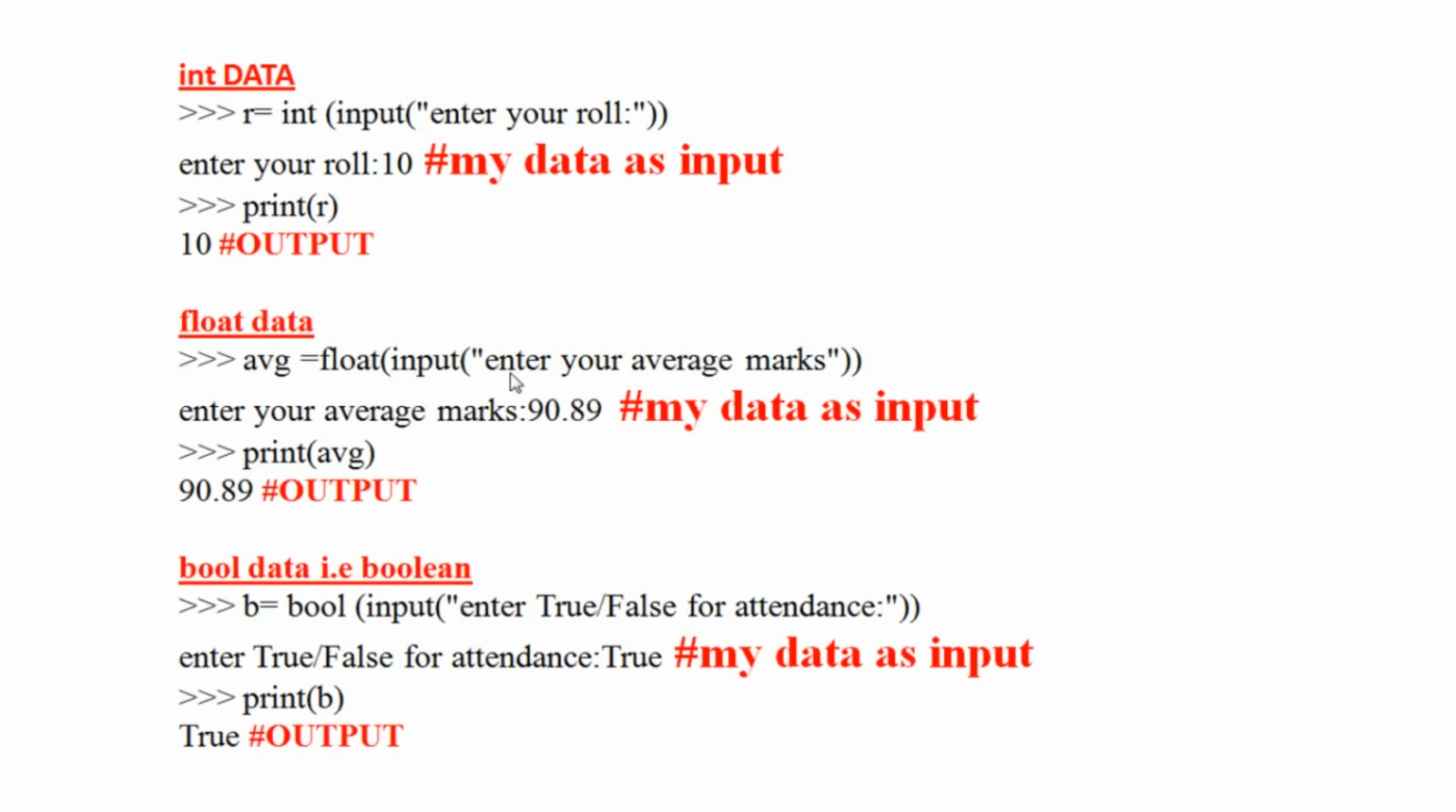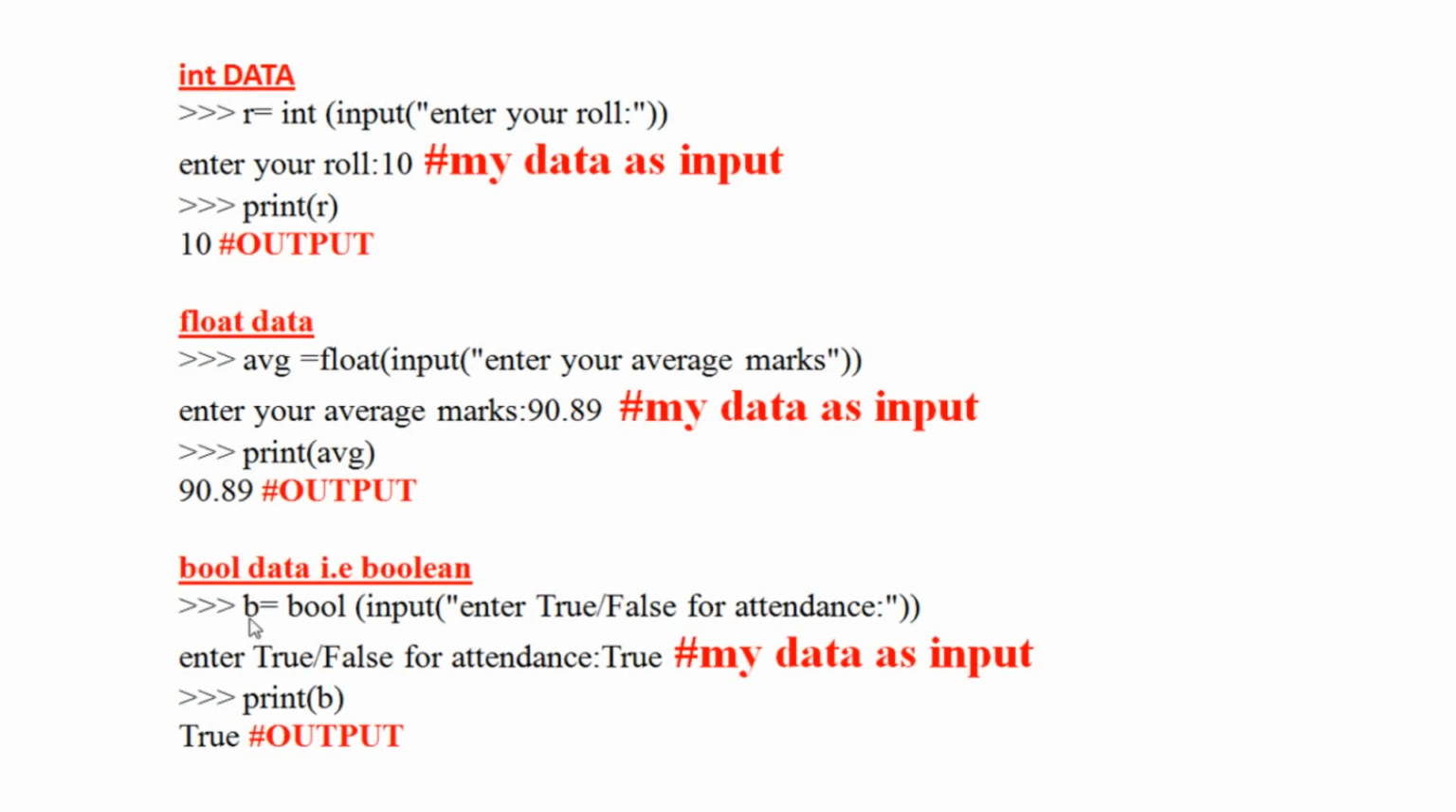Similarly, for entering your average, you're giving a message, enter your average marks. This is the input command. This is converted into float type and goes in AVG. So when you run this, it will ask you enter your average marks, and it waits. You give 90.89. Okay? And you press enter key. So when you print AVG, where you stored your average marks, it prints 90.89.